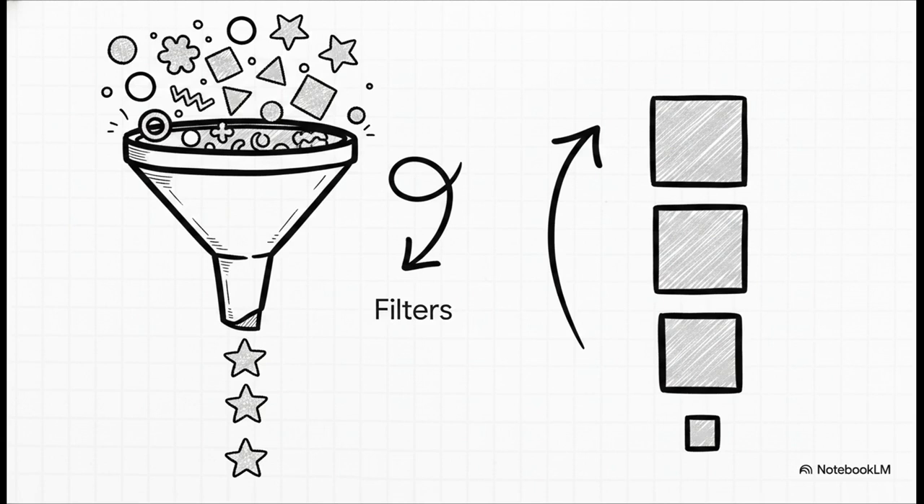Then we sort the data, maybe descending, to put our highest sales right at the very top, instantly spotlighting our top performers. This step is all about stripping away distractions so executives can focus strictly on what matters.